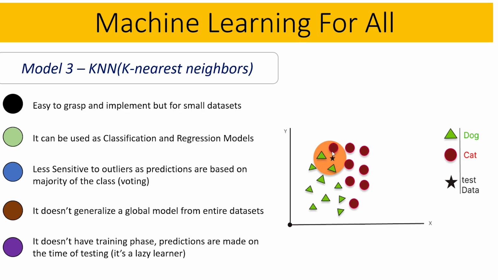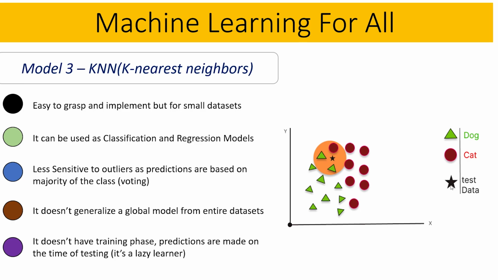As you see, this is the orange circle. If you zoom in a little bit, the red circles are the cat class, and the green triangles are the dog class. You need to take 3 values, 5 values, or 1 value. It should be odd values, not even, because for voting it should be 1, 3, 5, or 7. You always need to take odd numbers. So 2 of the values are in the dog class.